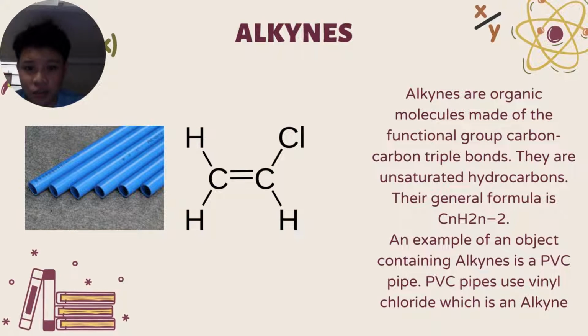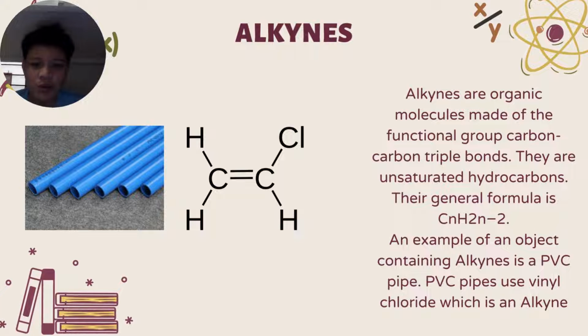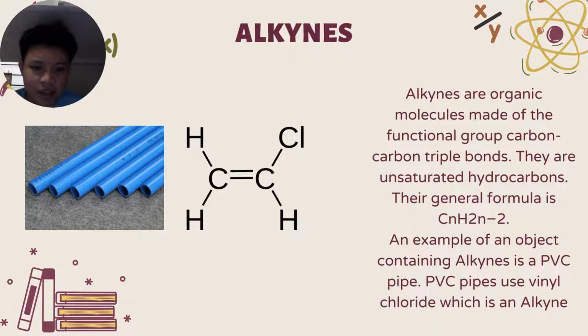Alkynes are organic compounds composed of the functional group carbon triple bond. They are unsaturated hydrocarbons, and their general formula is CnH2n-2. An example of an object containing alkynes is PVC pipes. PVC pipes use vinyl chloride, which is an alkyne.